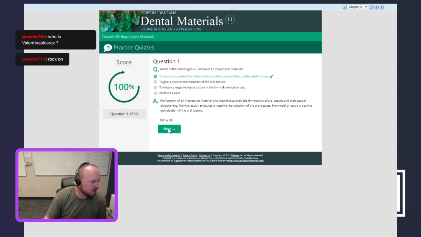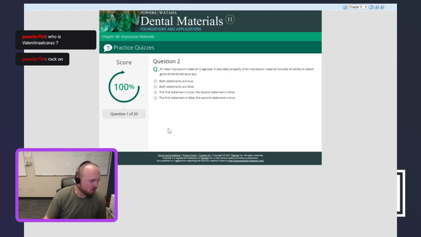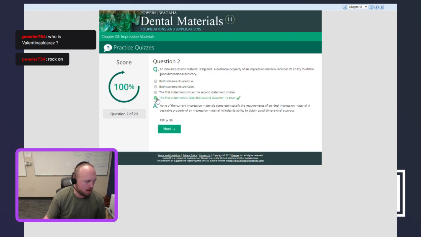An ideal impression material is an alginate. A desirable property of an impression material includes its ability to obtain good dimensional accuracy. So in this situation, it says an ideal impression material is an alginate, and that is too broad of a stroke. So we're going to go with the first statement is false, the second statement is true. Boom. None of the current impression materials completely satisfy the requirements of an ideal impression material.